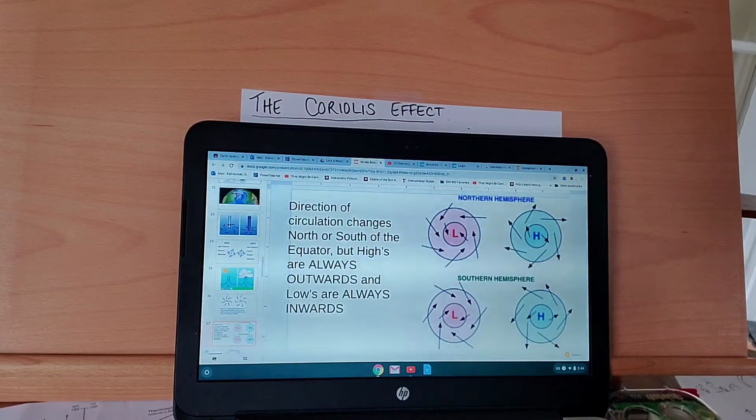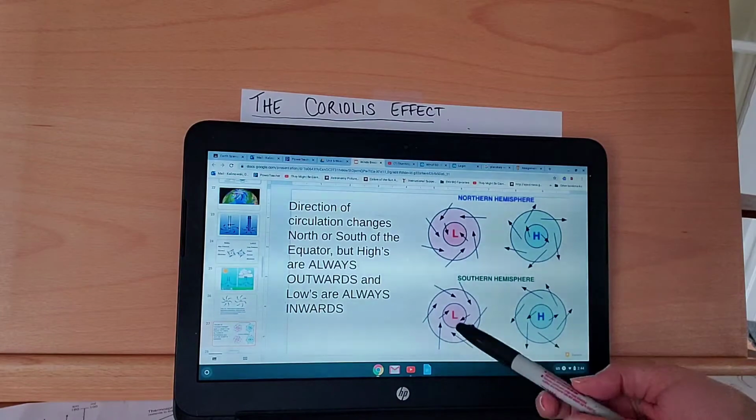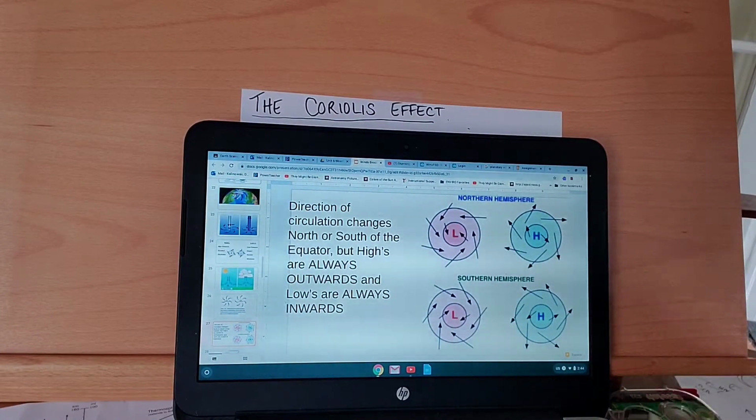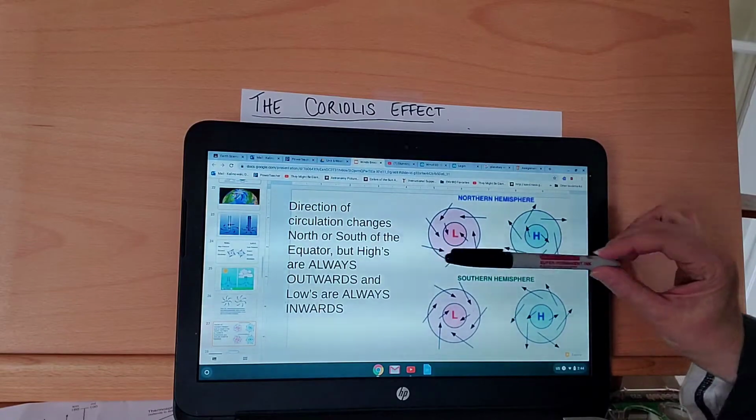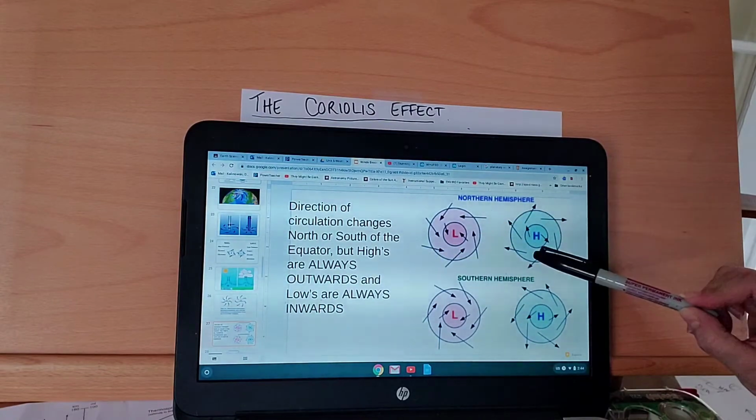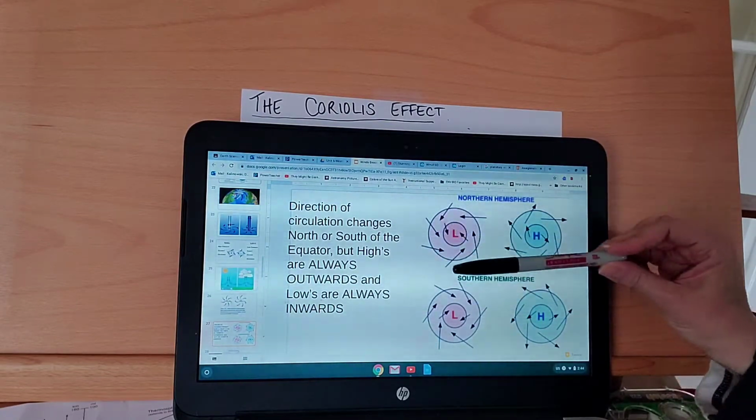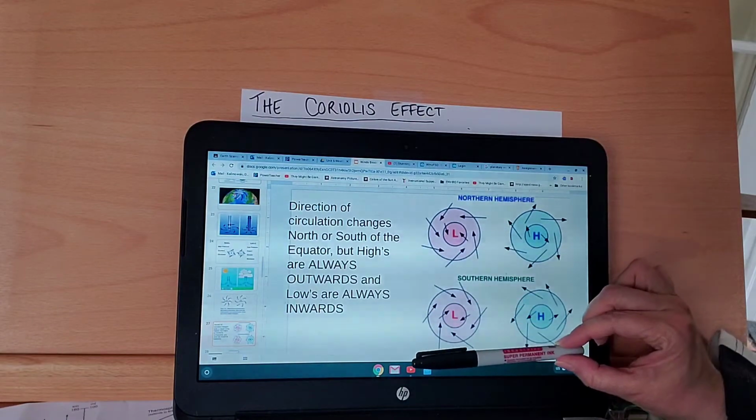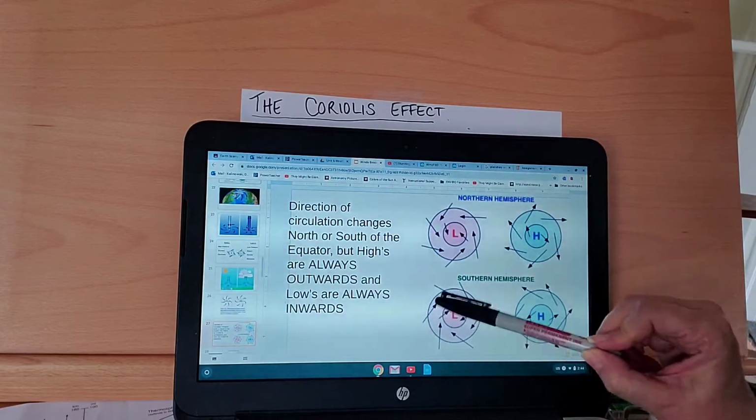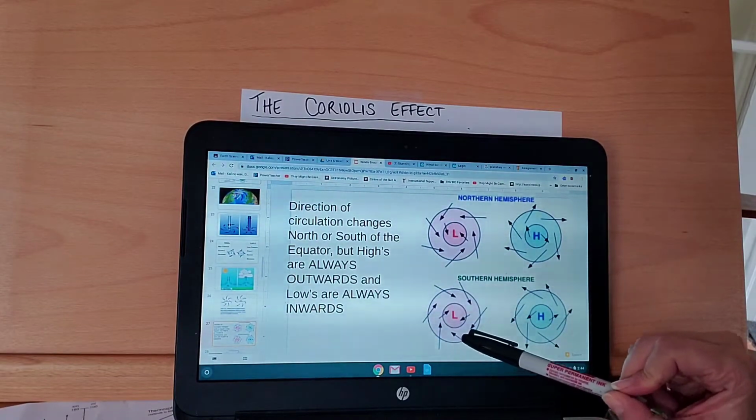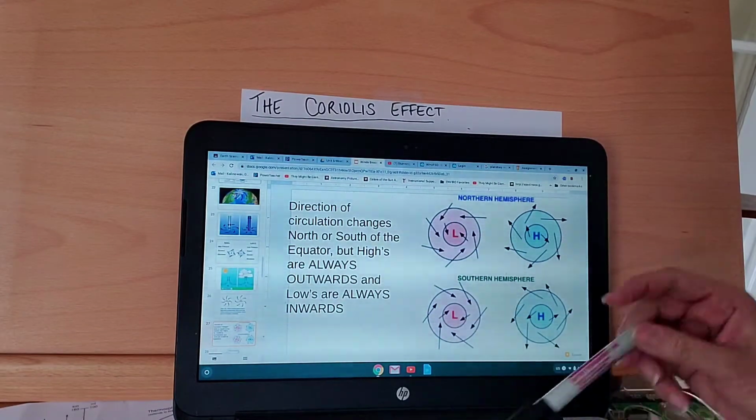So here is a diagram of the variation between the northern and the southern hemisphere. The direction of circulation changes north or south of the equator, but highs are always outward, lows are always inward. So here's the equator. High outward clockwise, low inward counterclockwise. Here is south of the equator, the southern hemisphere. High and outward still, low and inward still. They just go in the other direction, okay?